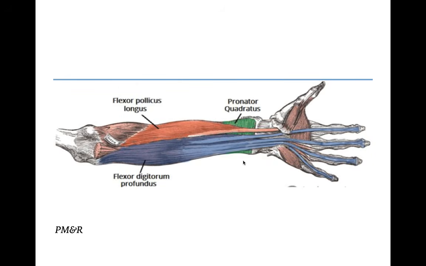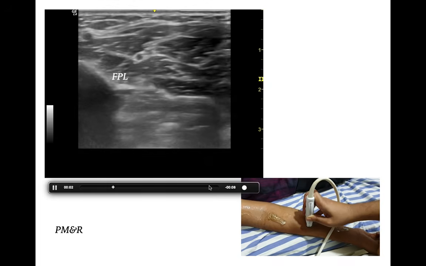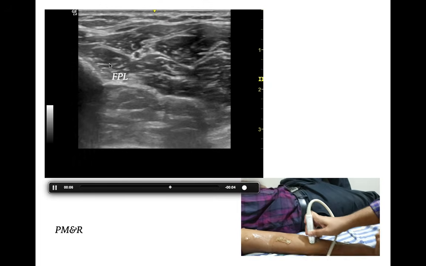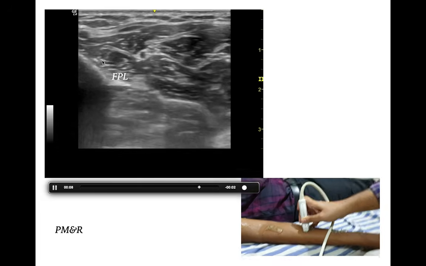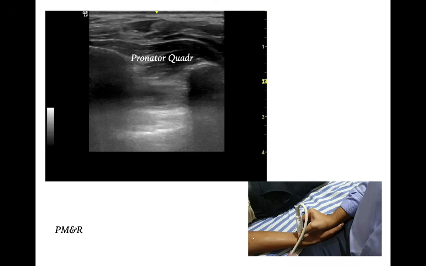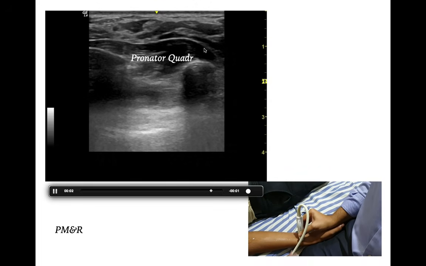So these are the three deep muscles: flexor pollicis longus, flexor digitorum profundus, and pronator quadratus, which is seen between radius and ulna distally. So to see flexor pollicis longus, keep somewhere around the mid of the forearm, a little bit more distally maybe, and here you can see the radius, and ask the patient to move the thumb or else try to move it passively. You can see the contraction of the flexor pollicis longus. Pronator quadratus will be seen more distally, where it will be seen as a boat-shaped muscle in between radius and ulna.